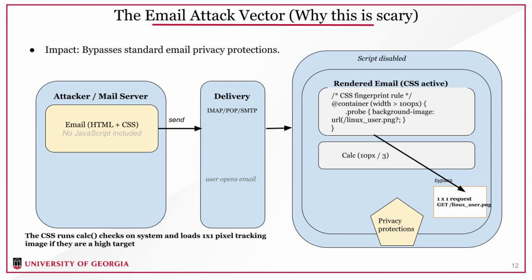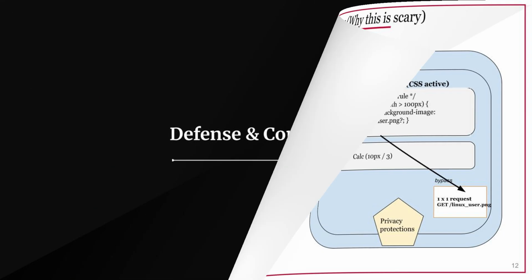This is why the email vector is so scary. In a browser, you might expect some tracking, but in email, we expect privacy. Imagine an attacker sends you an HTML email and you don't click any links, you just open it. The CSS immediately runs a calc check on your system. If you match a specific target profile, say a Linux user, it triggers a request for a tiny invisible 1 by 1 pixel image. The attacker sees that request and then knows that you opened the email, what device you used, and that you are their target. This bypasses almost all standard email privacy protections.